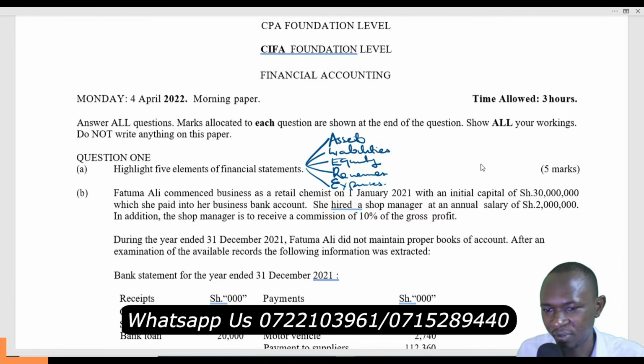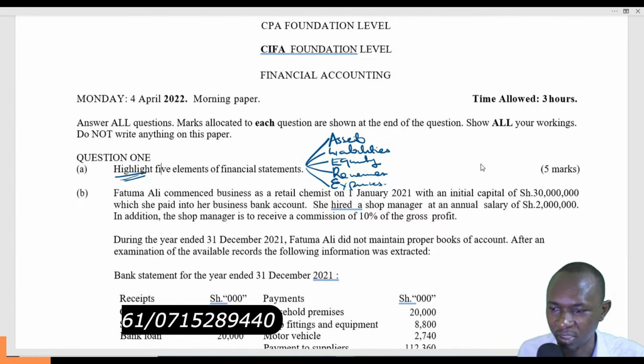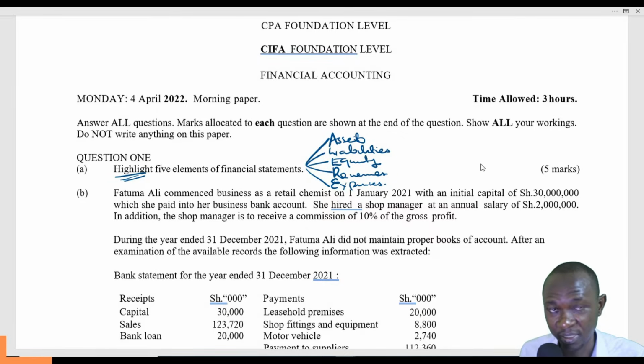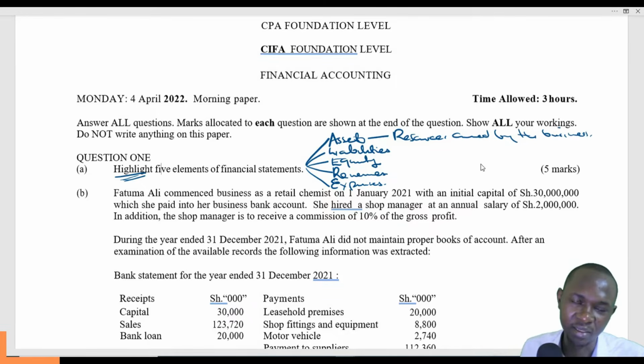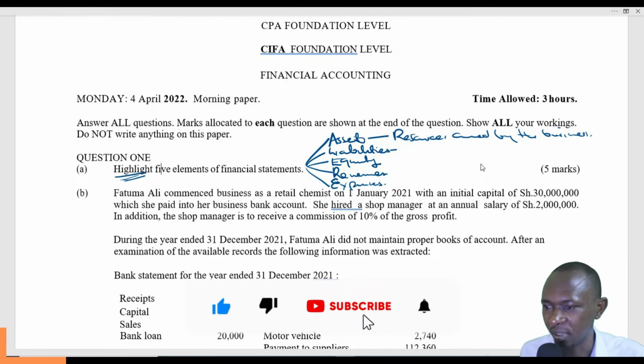So we'll just try to define, though the question wanted highlight. These are the major elements of financial statements, and they make up the key components of any of our accounting information. So assets are resources owned by the business, and can be used by the business to further their mandate, their purpose, basically to achieve what they wanted to achieve. So resources that are owned by the business and used by the business, they are the ones that support the business in the course of achieving its mission.